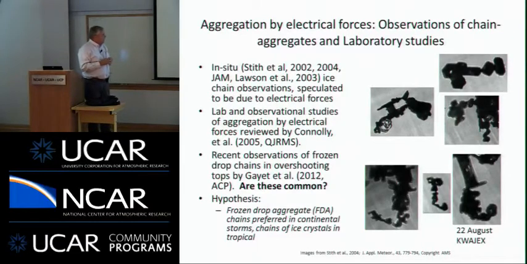More recently than that, actually about the time the DC-3 project was going, Gaillet et al. came out with an observation of frozen drop chains in overshooting tops and in a continental storm in Europe. And looking back at some of Paul's earlier work, some of his had frozen droplets as well. These were somewhat distinct from the kind of chain aggregates we'd seen earlier, in that they were composed of frozen cloud droplets. And the number of observations you can count on one hand here.